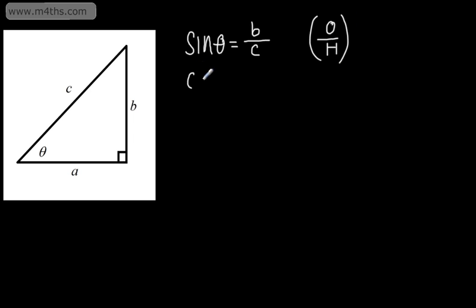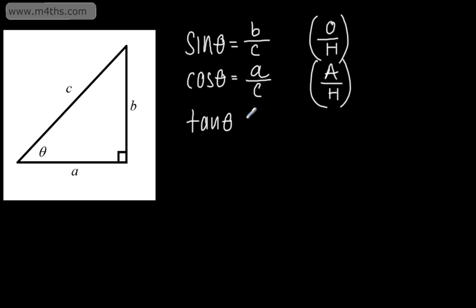If we look at cos or cosine of theta, what we're going to have is the adjacent over the hypotenuse, which is going to be a over c. Now in general we could write that that is the adjacent over the hypotenuse. If we look at tan theta, it is going to be the opposite over the adjacent, which is going to give me b over a. And in general, we can say that this is the opposite over the adjacent. And we've seen these before.